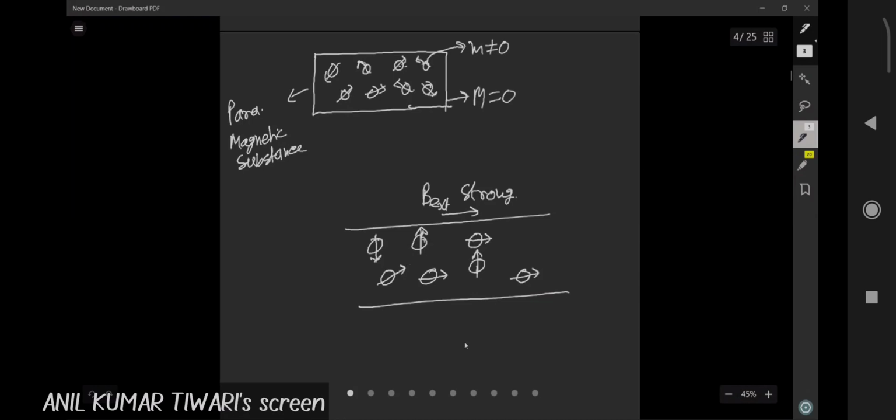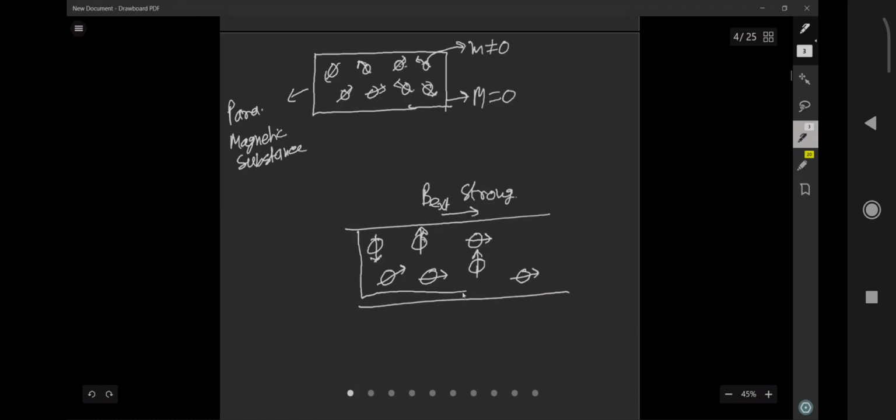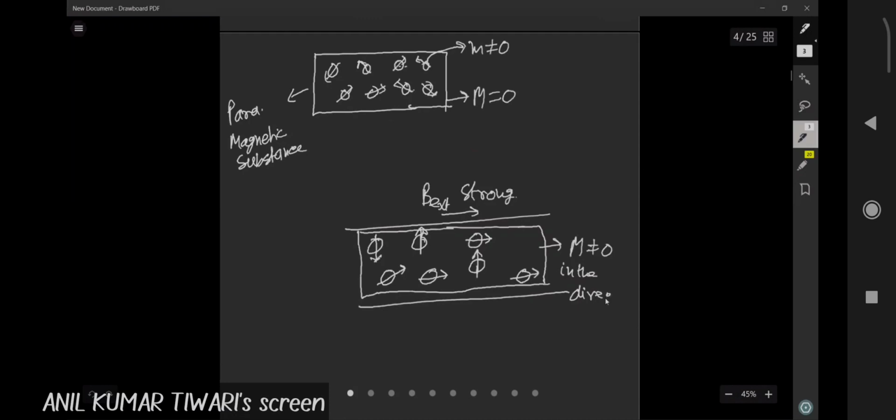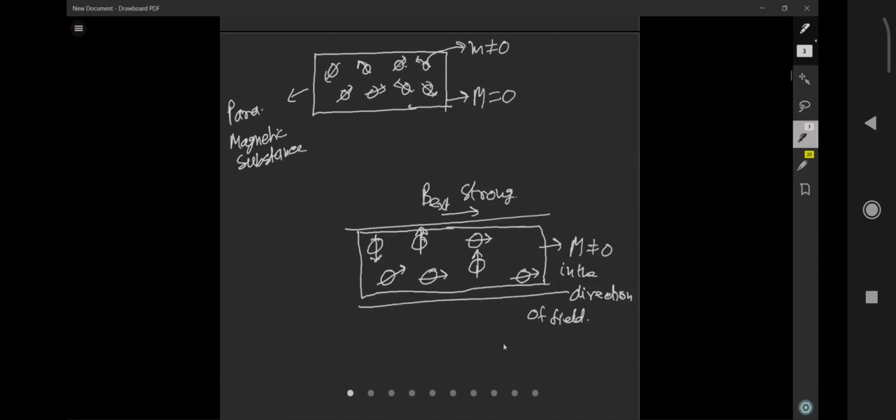Now finally, what we have seen is that all are trying to align themselves in the direction of the external field. And therefore, the thing which was arranged randomly, the substance will start acquiring a net magnetic dipole moment in the direction of the field. Any problem? Hello. And therefore, it acquires a weak magnetization, but in the direction of the applied magnetic field.